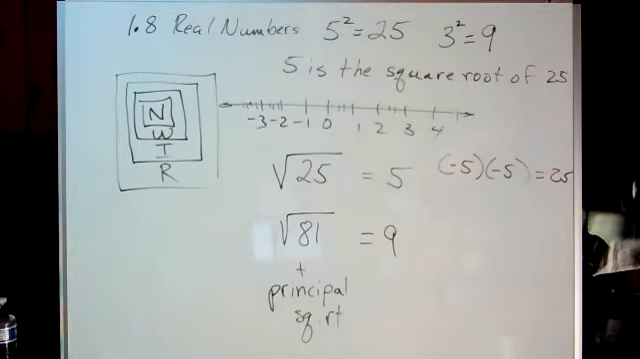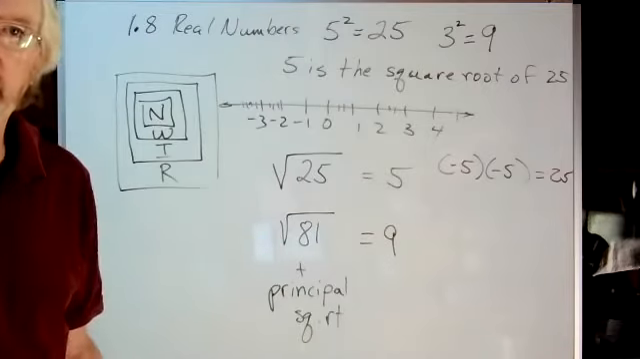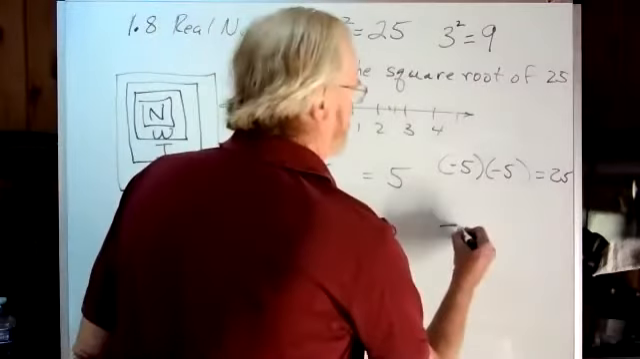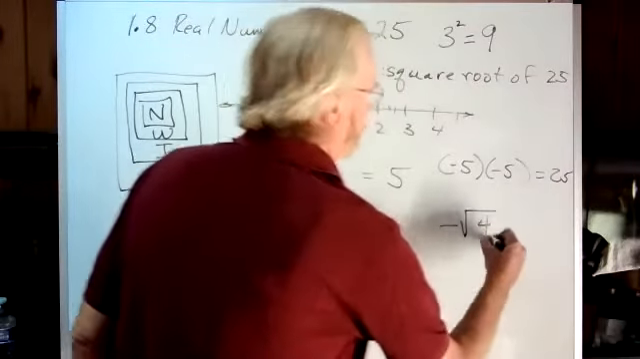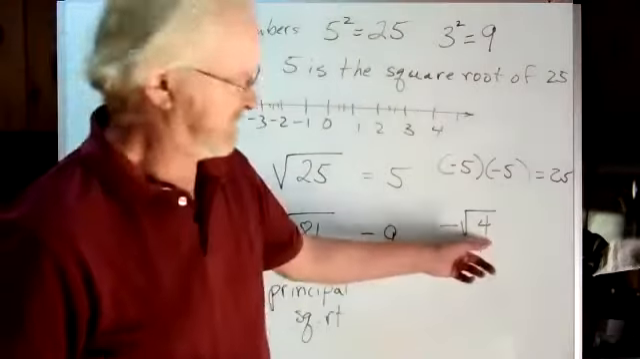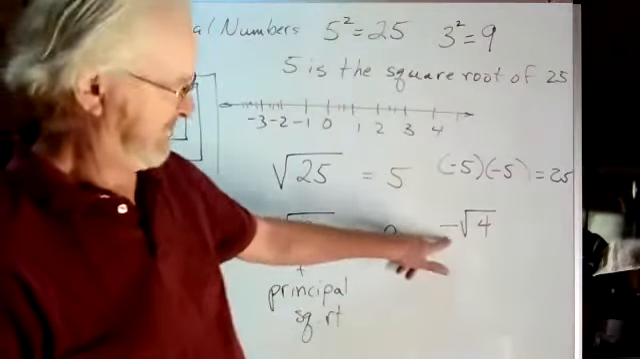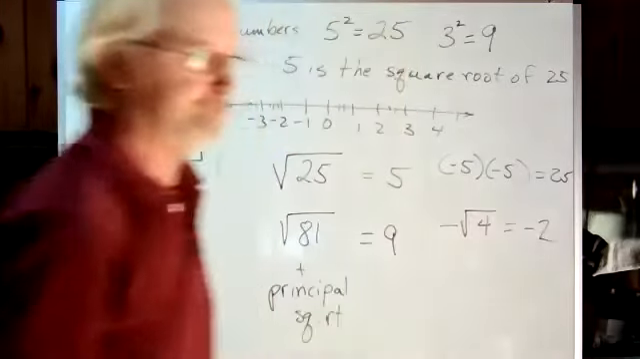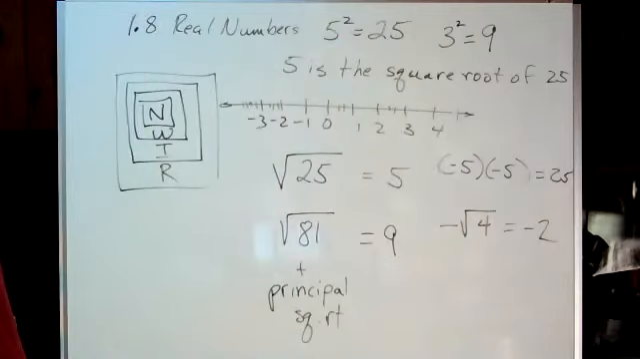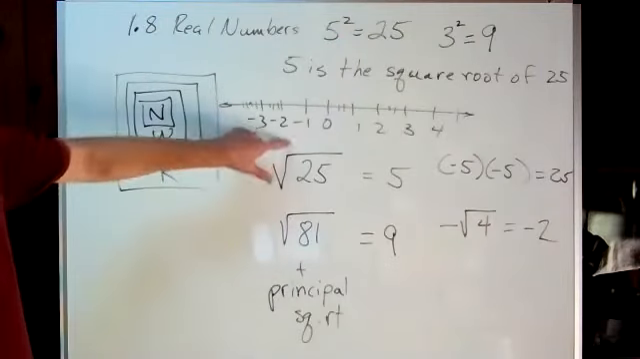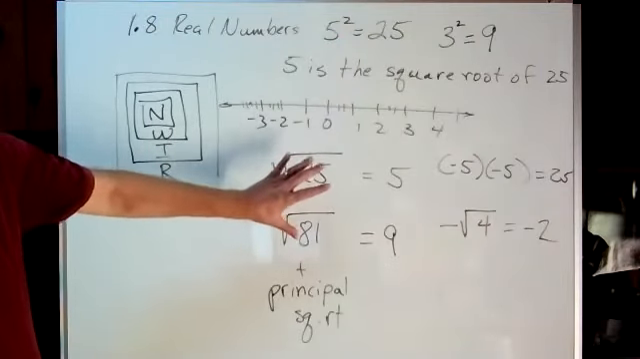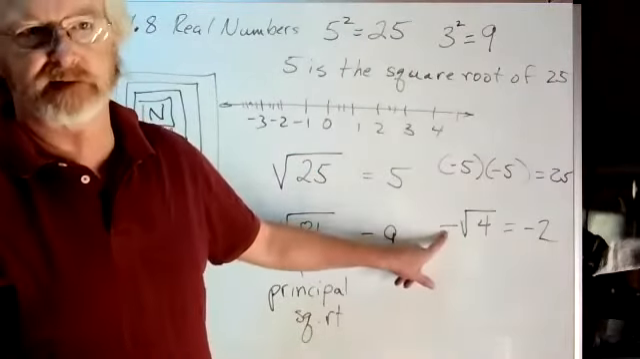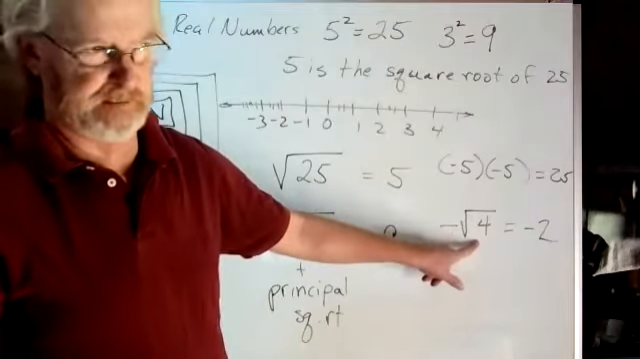Principal square root. If I want the negative square root, I put the minus sign in front. We're basically saying, what's the opposite of the principal one? What's the negative square root of 4? That's a negative 2. So basically this will always mean what's the positive number that I square to get what's inside. This is telling us what's the negative number I square to get what's inside.